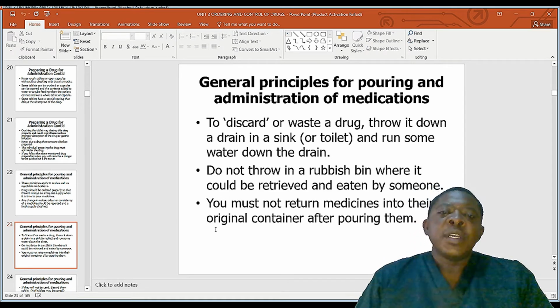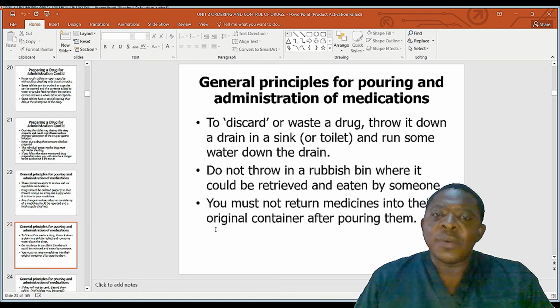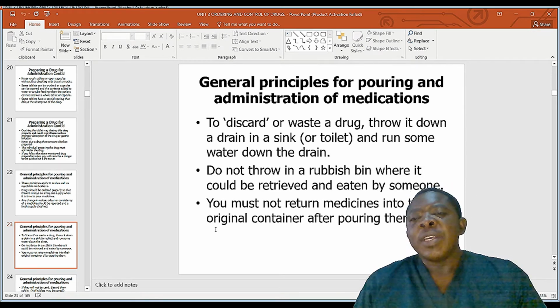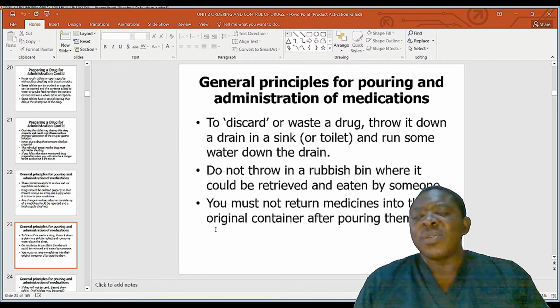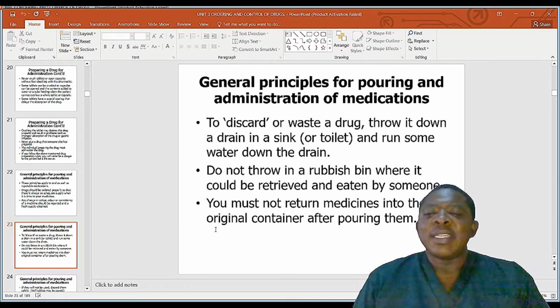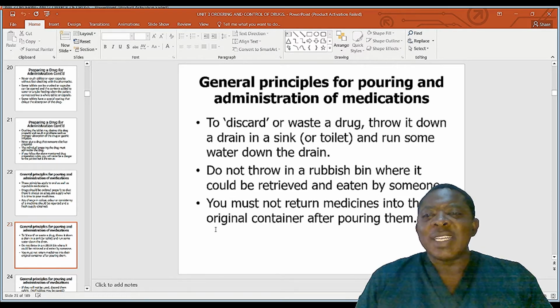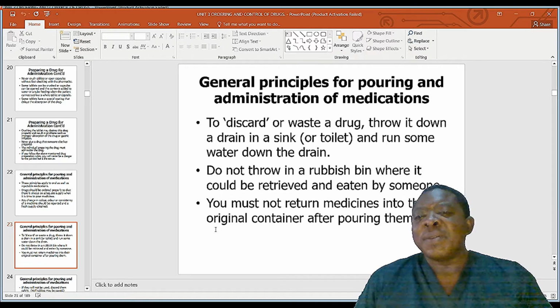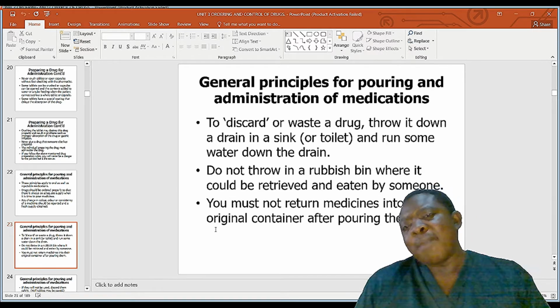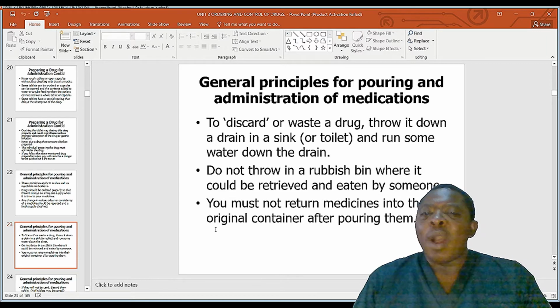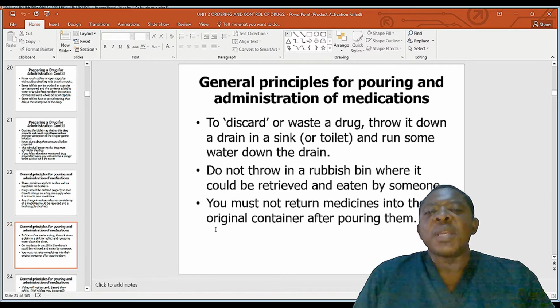Do not throw them in a rubbish bin where they could be retrieved and eaten by someone. If you throw them there, dogs will pick them up, or they fall off and others can easily pick them. Even the dogs eat these drugs and they become part of the food chain. We find that they tend to have other diseases that might even affect us.